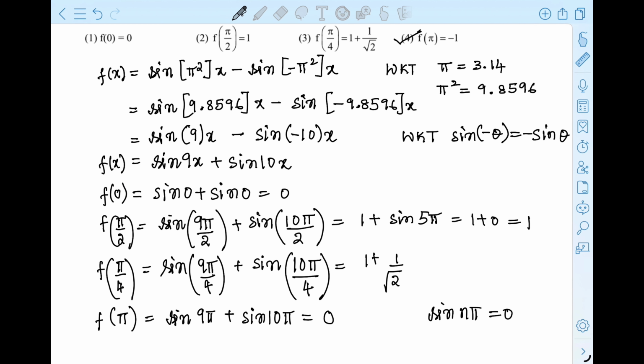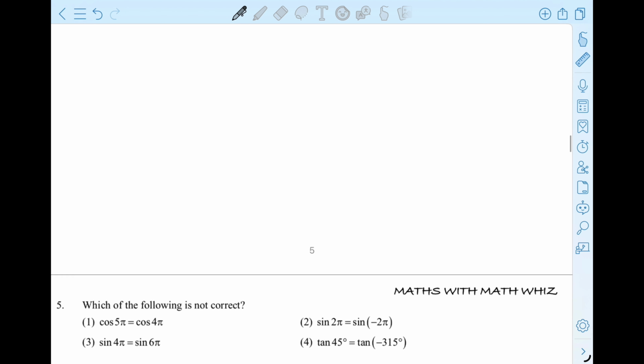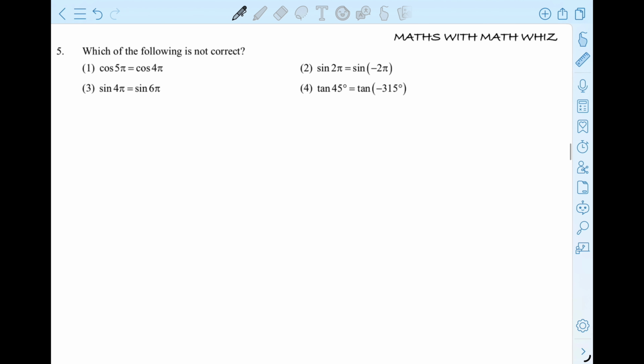Now let us move on to our next question. Which of the following is not correct? So let us see for each and every option which is not correct here. So for the first one, cos 5 pi is equal to cos 4 pi. This is what they have given us.